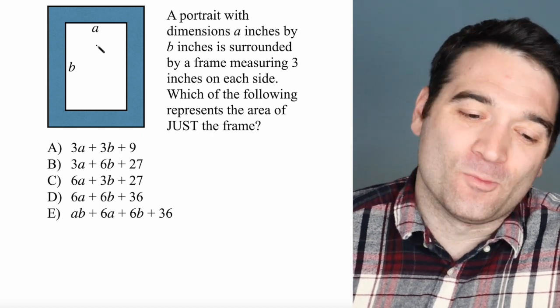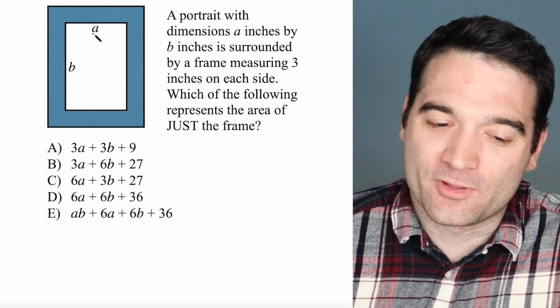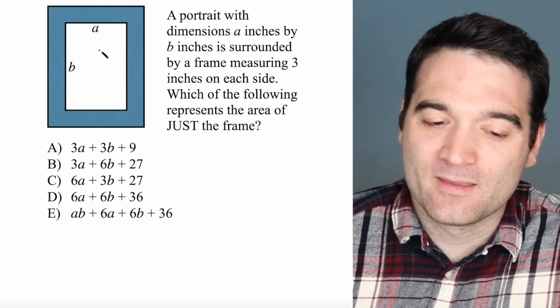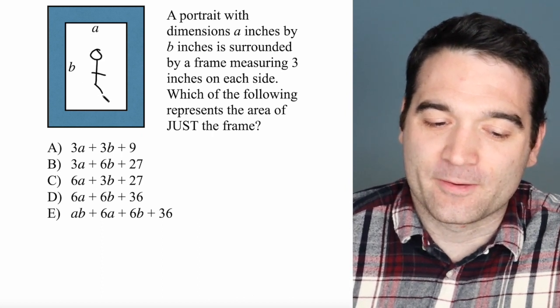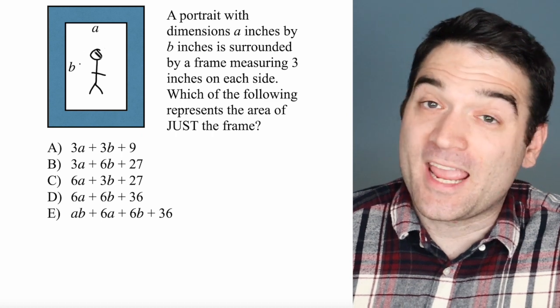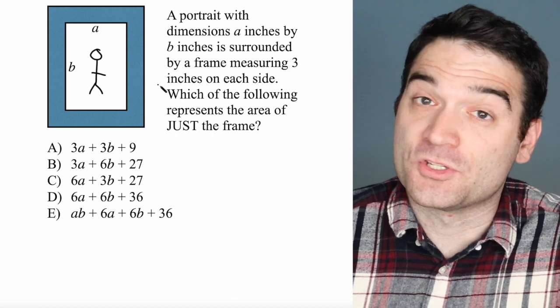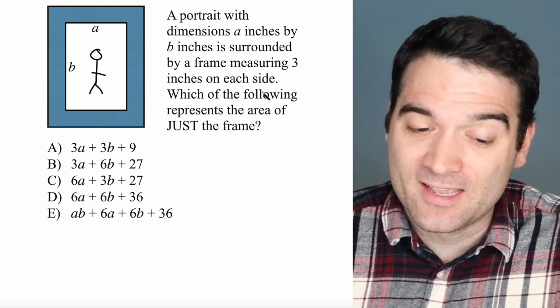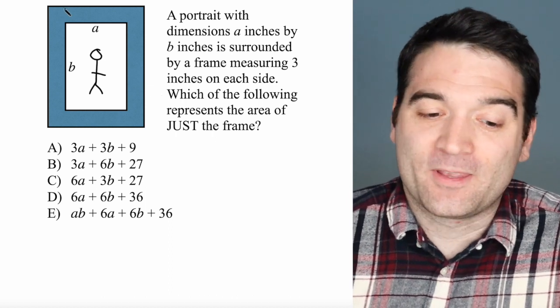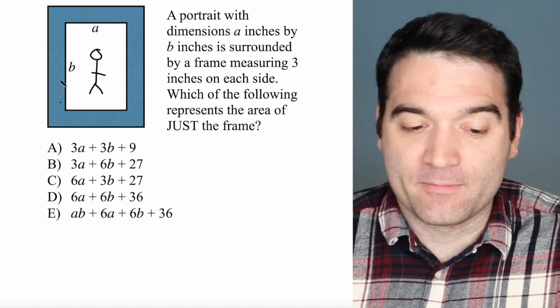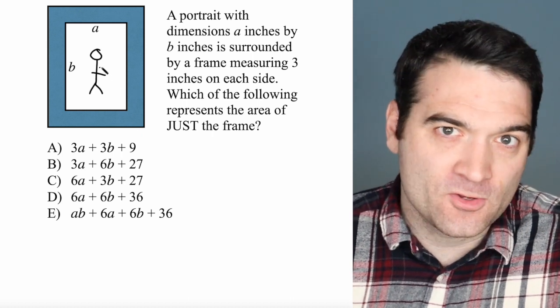Okay, so we have this picture right here, right? Or this portrait, dimensions A by B. I'm just going to draw a little friend in there. There we go. Boom. Dimensions A by B. And we have this bigger rectangle around it, this frame, which is 3 inches on each side. What we want to do is calculate the area of just the frame, so just the blue part. How are we going to do that?